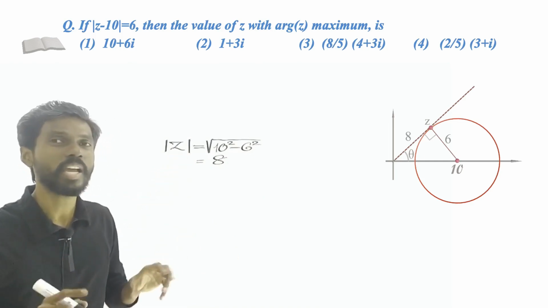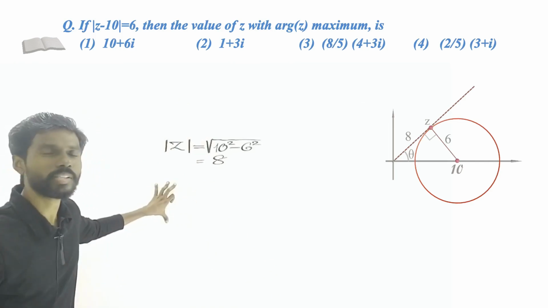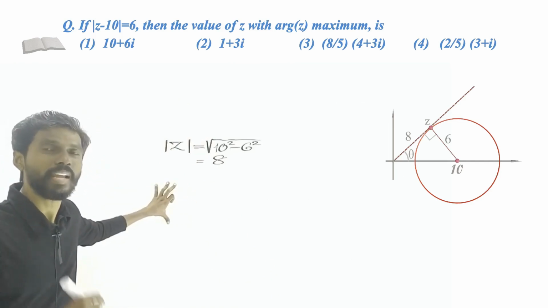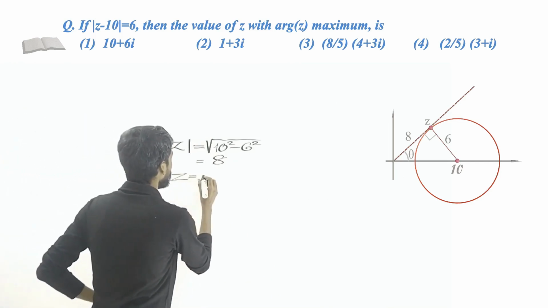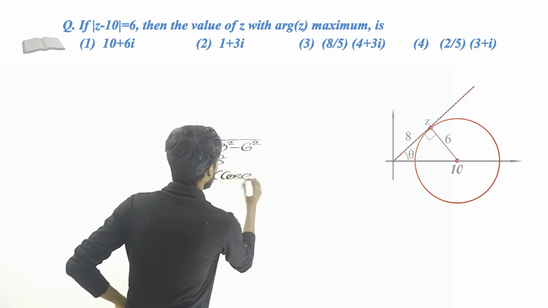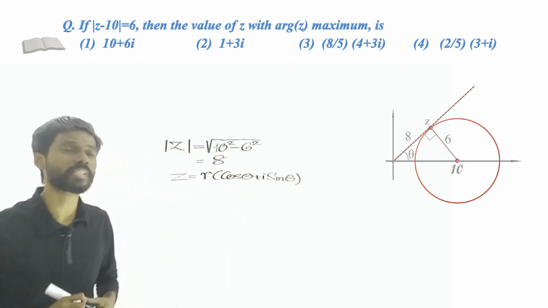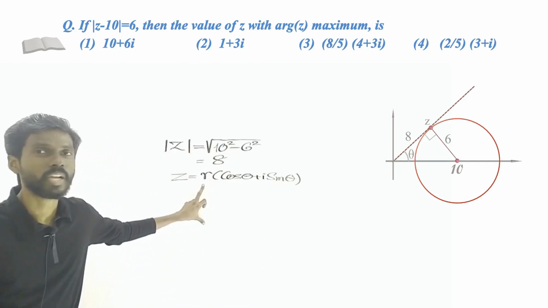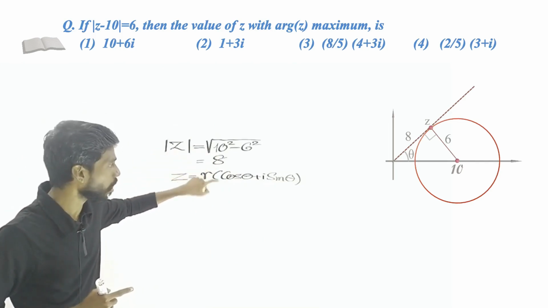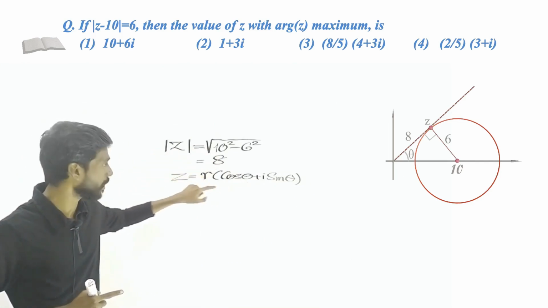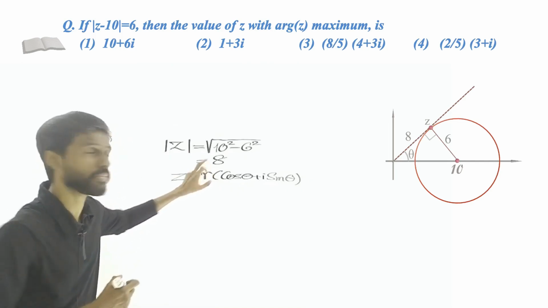We don't need just the modulus, we want that complex number itself. Only the modulus is known, so we need the exact complex number. Let us use the polar form of the complex number. z equals r times (cos theta plus i sin theta). This is the polar form. r is not the radius, but the magnitude of the complex number. So the modulus is 8, and the argument of that complex number is theta. So what is r here? That's what we found, 8.